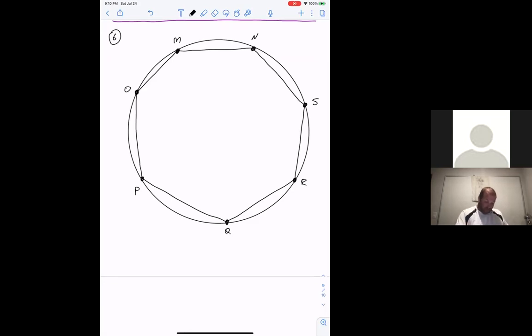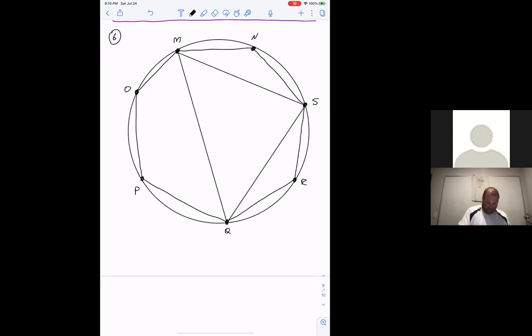Okay, we connect M and Q. We connect Q and S. We connect M and S. So we're looking for the area of this triangle right here. I'm going to shade it in. Okay, so we're looking for this guy right here.